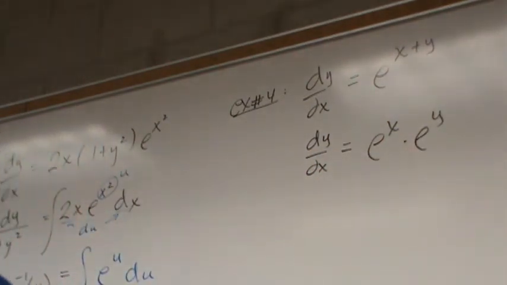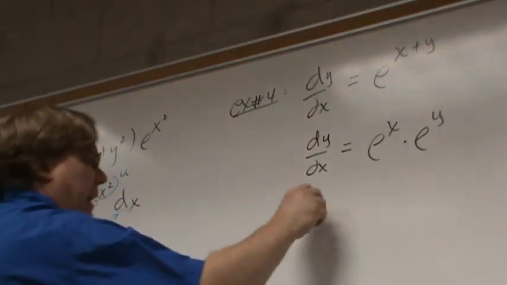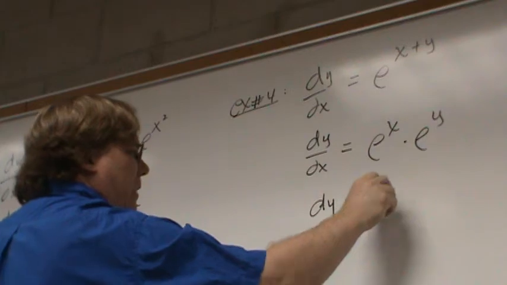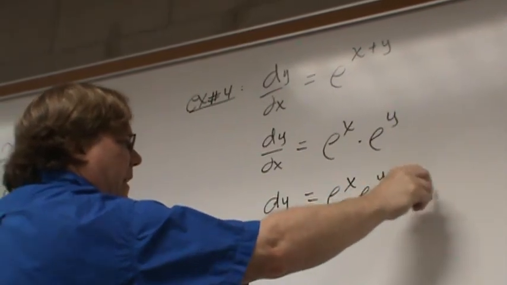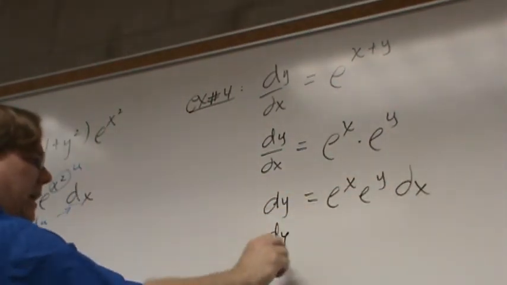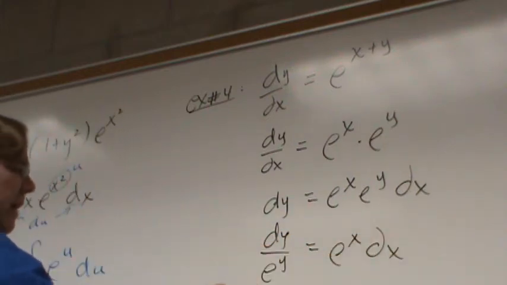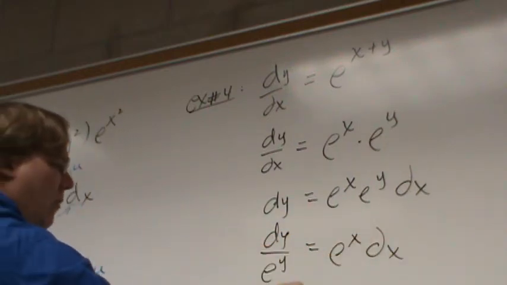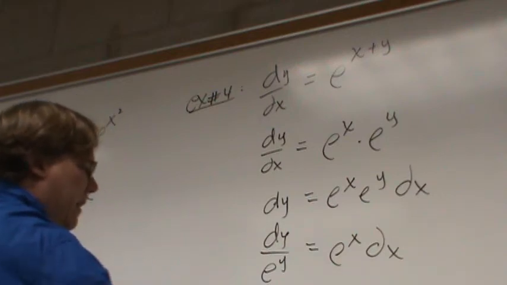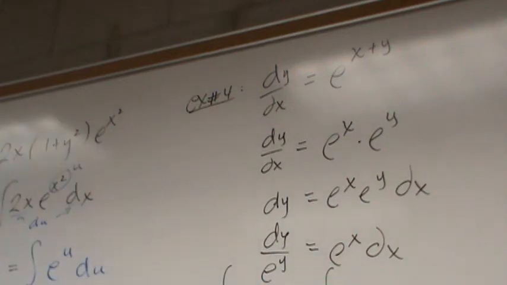Now can I separate the x's and y's? Heck yeah, now I can. I get dy equals e to the x, e to the y dx, and then divide both sides by e to the y, right? Or if I prefer, I can call it e to the negative y dy equals e to the x dx. And now I can take the antiderivative of both sides and so on.